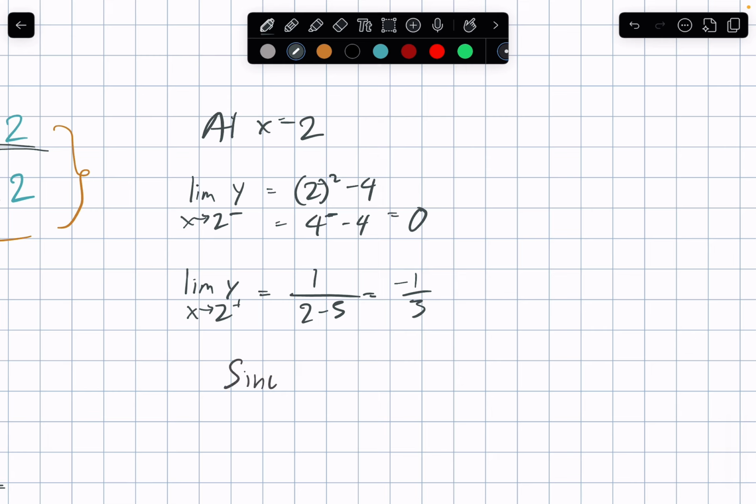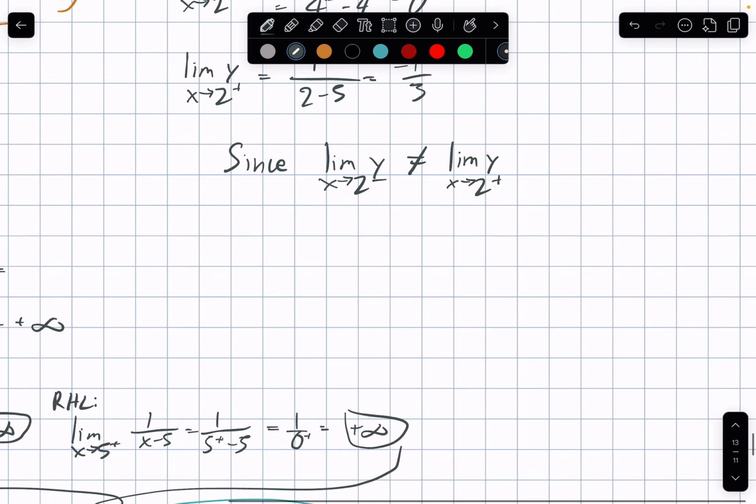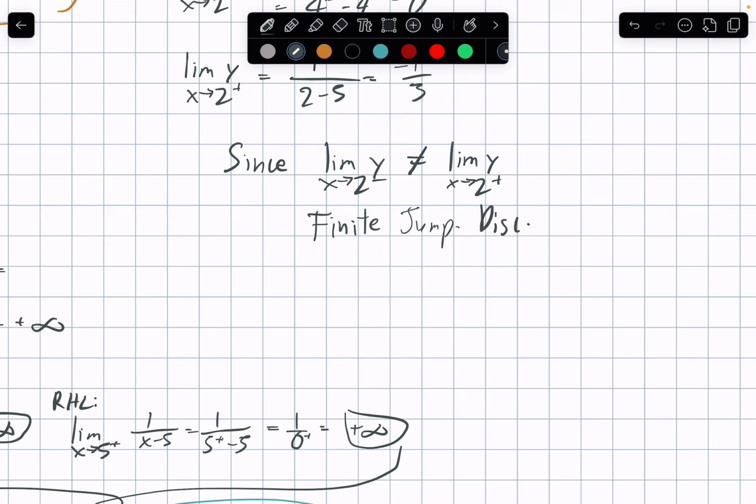Since the limit of y as x approaches 2 from the left side is not equal to the one approaching from the right side, but since one-sided limits are not equal, we have a finite jump at x is equal to 2.